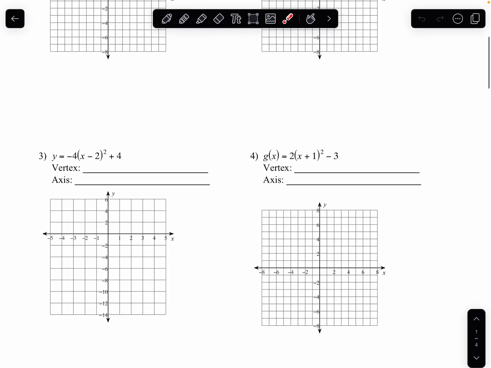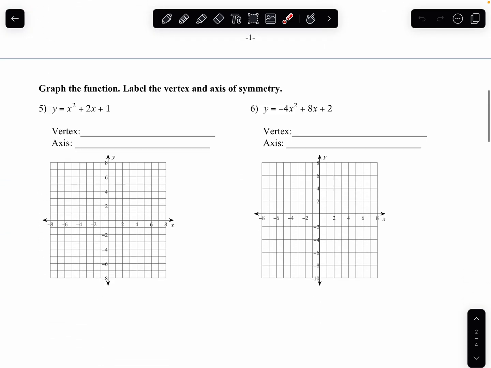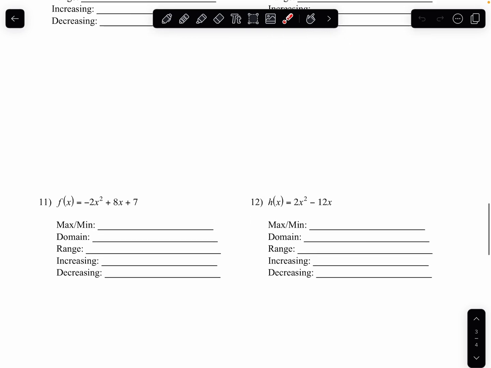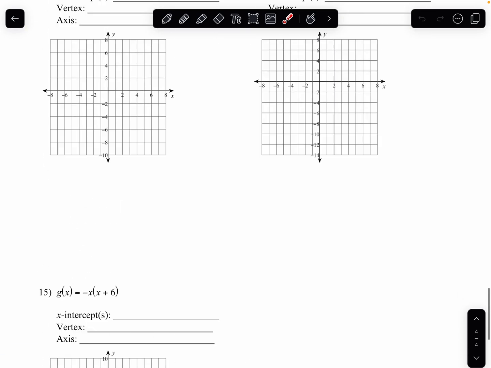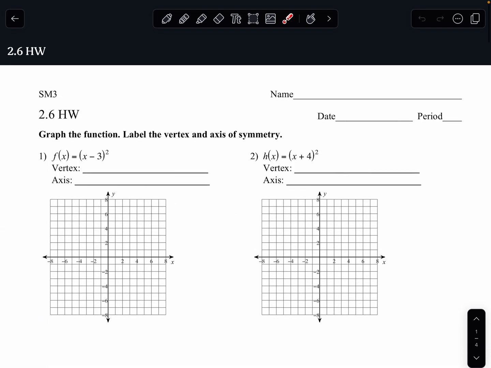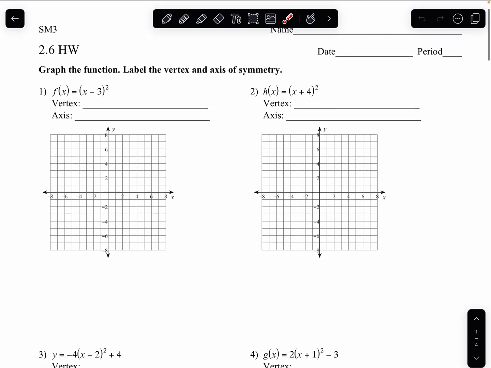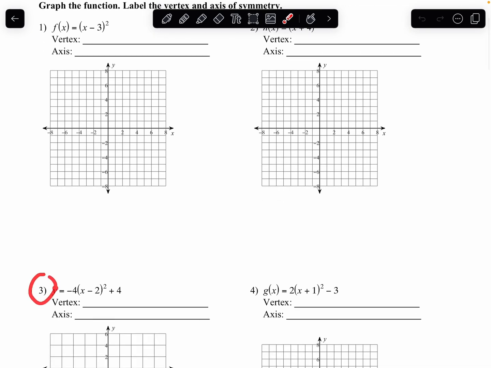So there is vertex form, as on this first page. There is standard form, as on the second and third page. And on the last page, it's intercept form. As for this first page right here, I'm just going to do example 3.